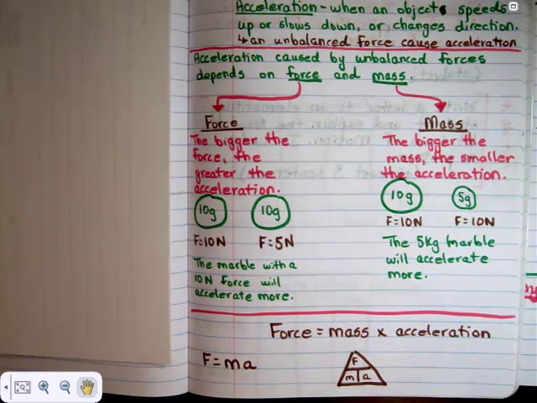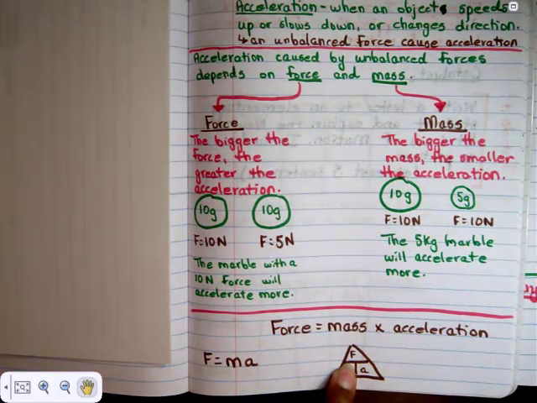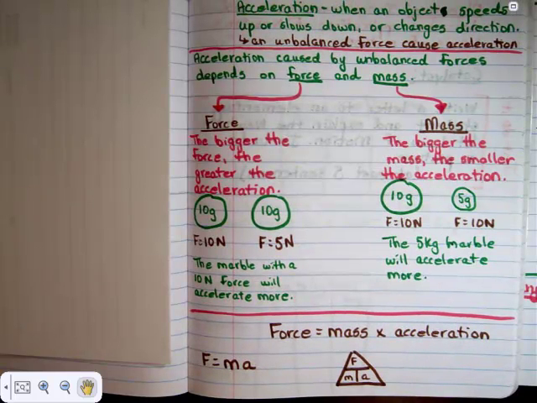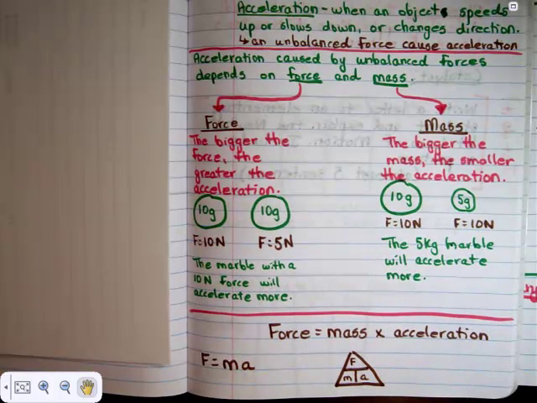From here, if you're looking for mass, cover the M, and there's your equation. Mass equals force divided by acceleration. If you're looking for acceleration, cover the A. There goes your equation. Acceleration equals force divided by mass. Okay? So you should be able to solve for any of those variables.